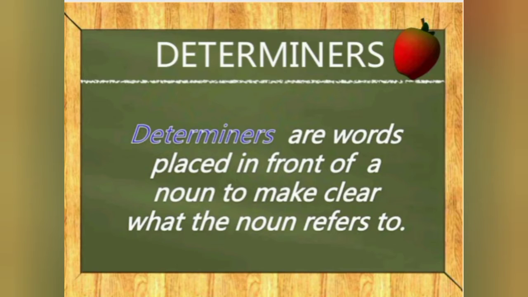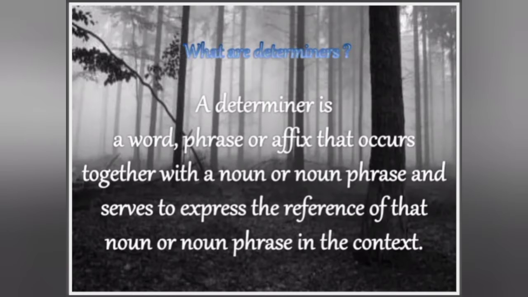So, determiners are words placed in front of a noun to make clear what the noun refers to. In other words, we can say a determiner is a word, phrase, or affix that occurs together with a noun or noun phrase and serves to express the reference of that noun or noun phrase in the context.